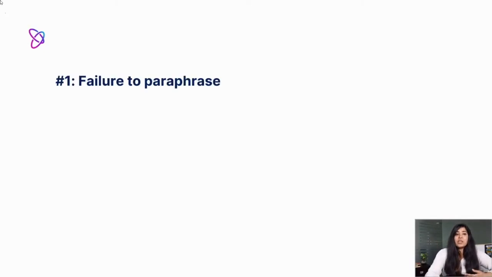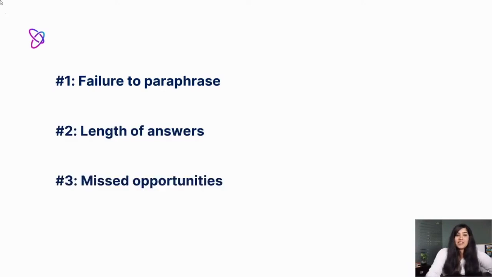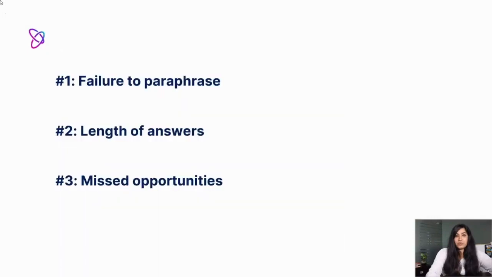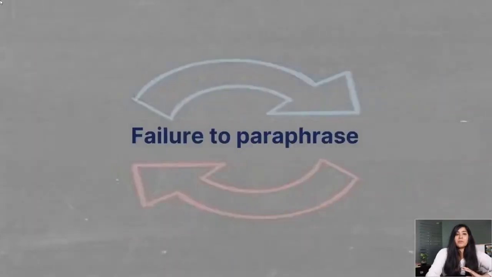All right. The first error that's usually made is failure to paraphrase. We'll go through this bit by bit, one at a time. Then length of answers, which I'll elaborate on as well, and missed opportunities. These 3 are the common mistakes that are made during part 1 of the exam. So first of all, failure to paraphrase, or not being able to paraphrase.